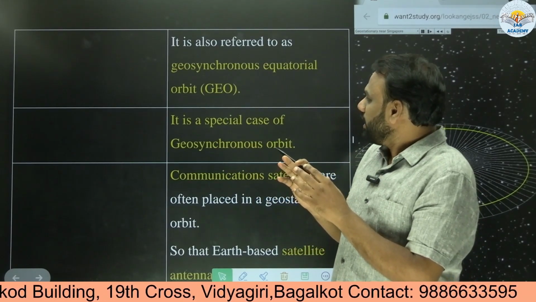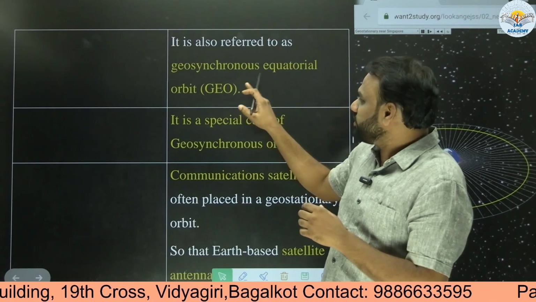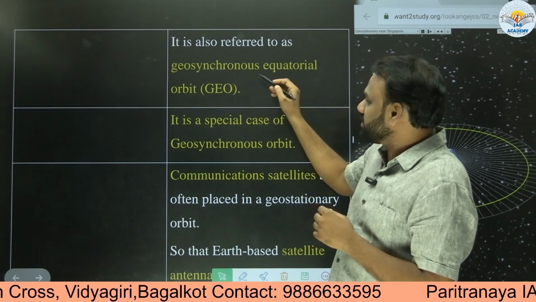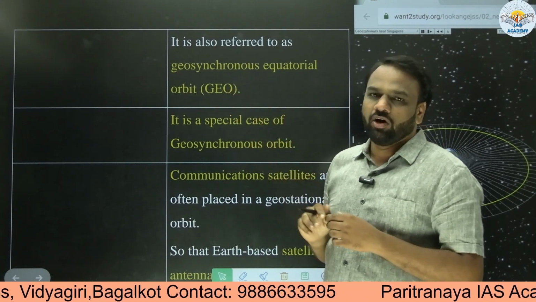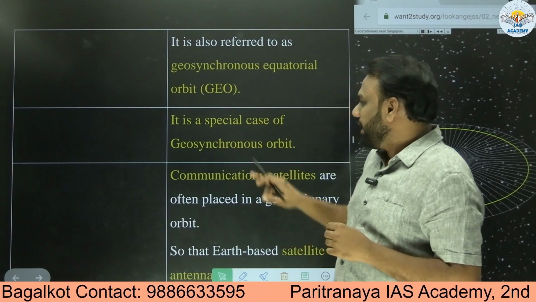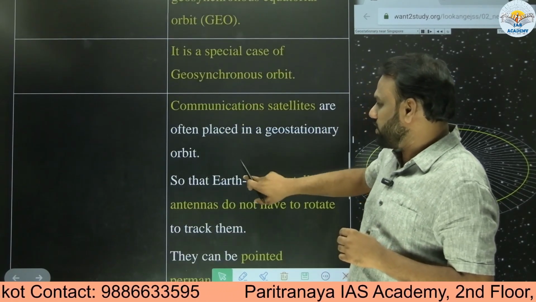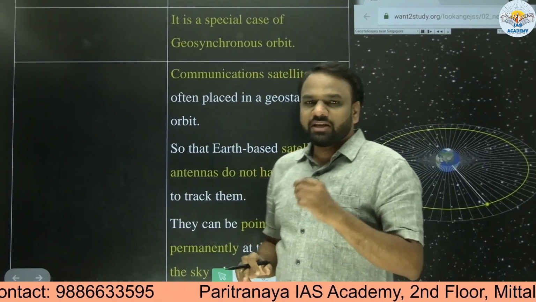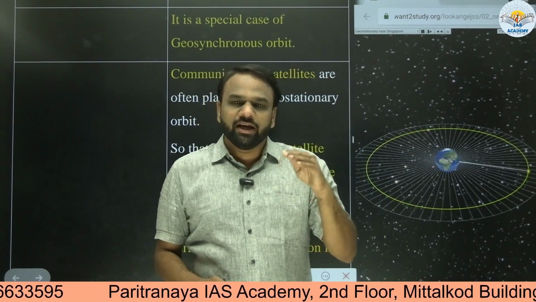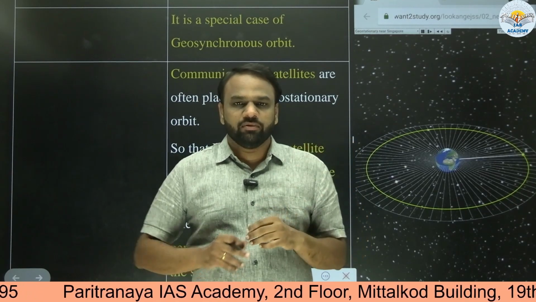Geostationary orbit is a special case of geosynchronous orbit. As I already mentioned, that's why it is also called geosynchronous equatorial orbit, because it makes an inclination of 0 degree with the equator. It's a special case of geosynchronous orbit. Now there is an advantage of placing a satellite in geostationary position or geostationary orbit.